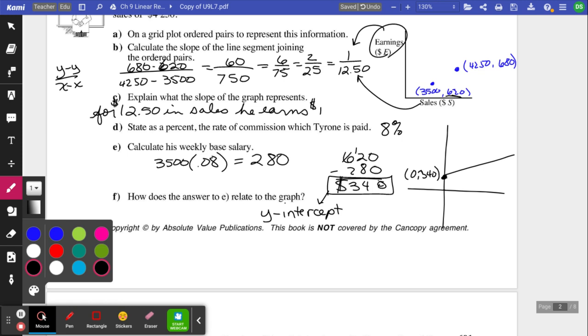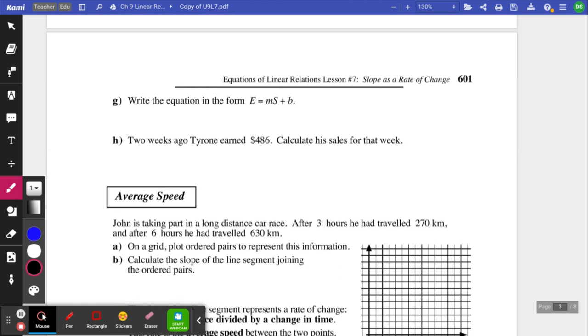So on the next question, on the top of the next page, they want us to write the equation. Well, you need to have your slope. Do we have it? Yeah, it's 1 per 12.50 or 8%. So on the next page, here we go. You're going to earn 0.08 times the sales, plus the 340 base pay. Does that make sense to you? That equation should make perfect logical sense. 8% of his sales, that's the commission part, and the base pay was 340.